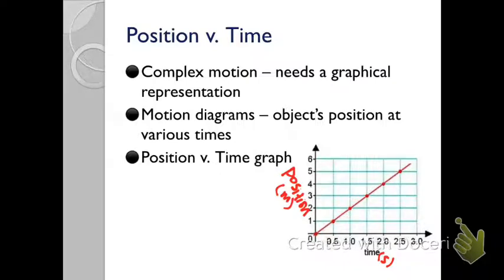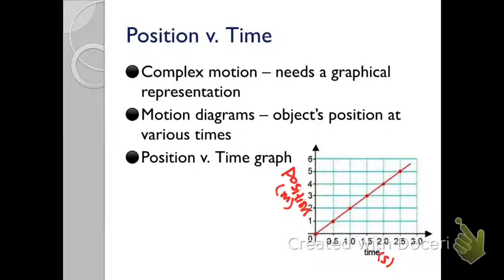So in this graph, what's happening with this motion? What are they doing? Are they moving forward? Are they moving backward? They're moving forward. And are they moving forward at a constant rate? Yeah, right, because we have a straight line. We have a straight line slope.